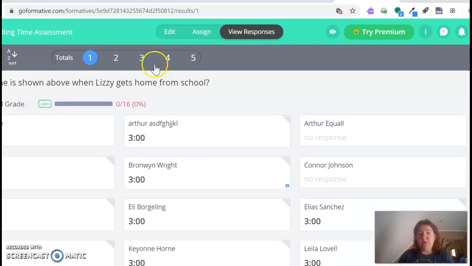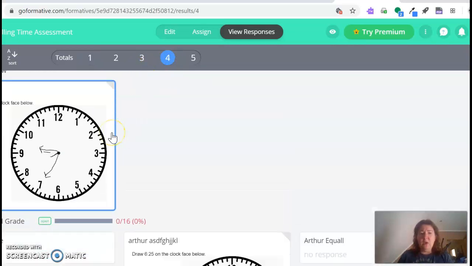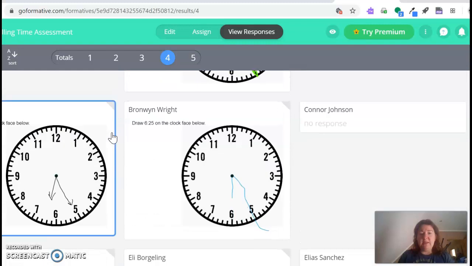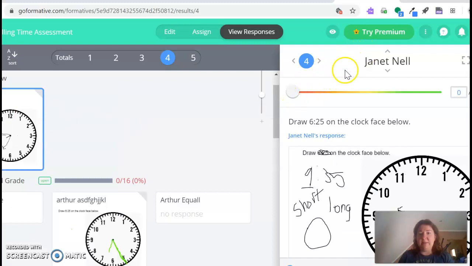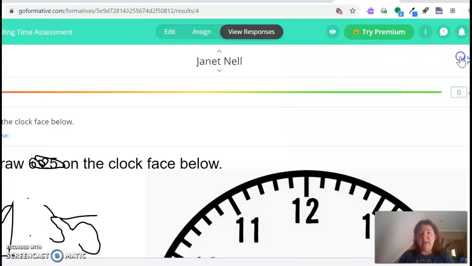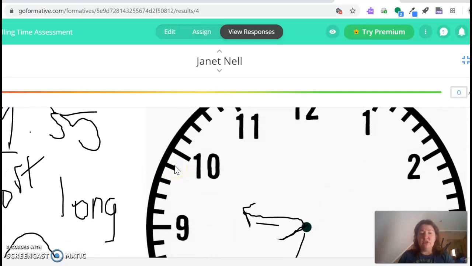This was a multiple choice one. They all got it right, so I don't really need to go over that one. But then when I looked at number four, which I looked at their responses and they had tons of different ones, I went over that one with my class. I had the exact same questions there. I made it big and I drew the hands on to show my thinking.